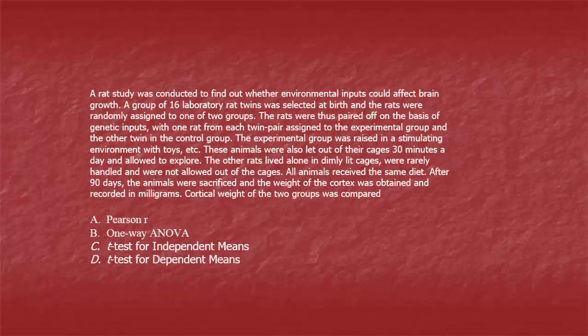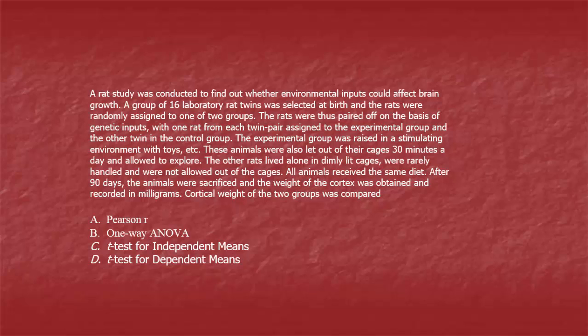What's the outcome or dependent variable? Here the dependent variable is cortical weight. So that's a continuous one. So we have a nominal predictor, or really it is an independent variable here. And we have a continuous dependent variable, or outcome variable. Brain weight, cortical weight.